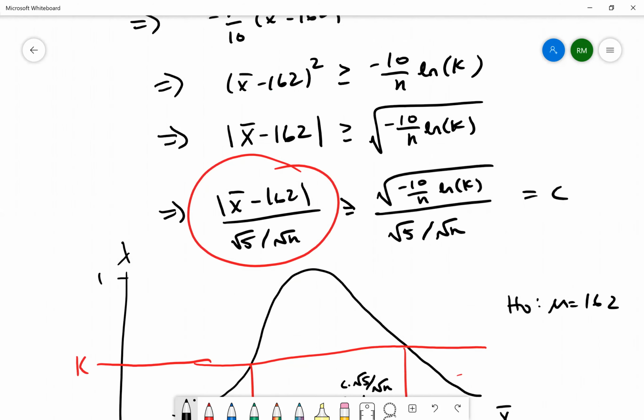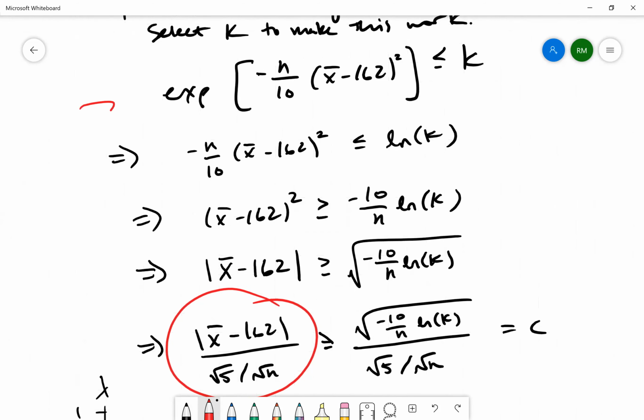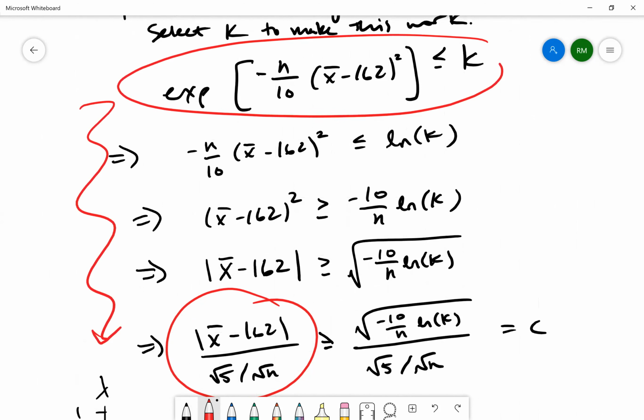So what was the point of solving for this? Well, this crazy long process right here showed us that this is the critical region that I circled coming from the likelihood ratio test. And we saw that it's equivalent to the critical regions we've been using in the past.